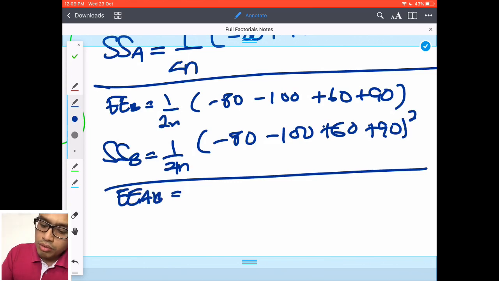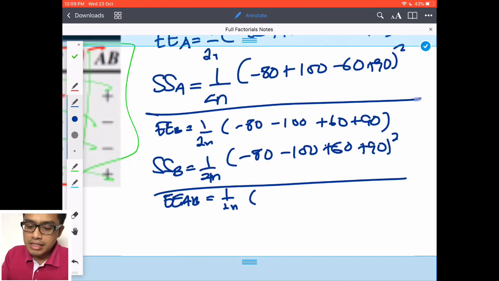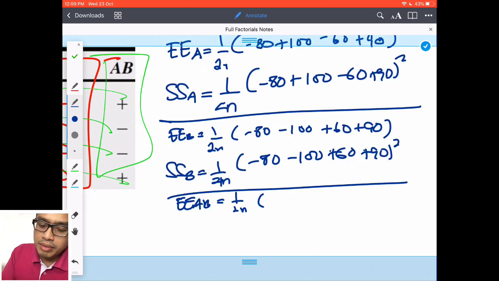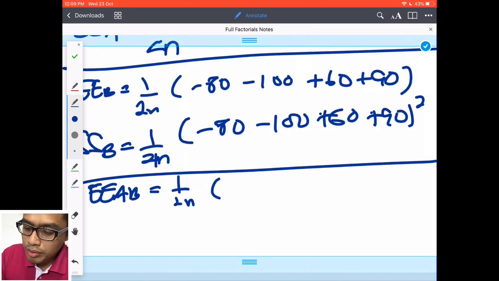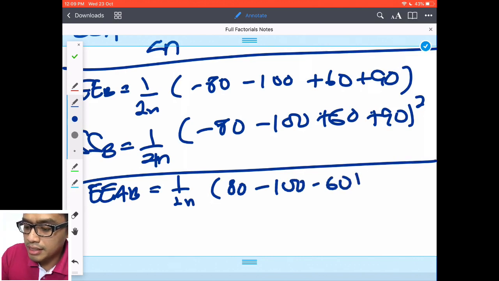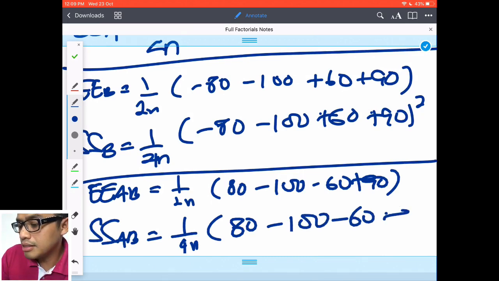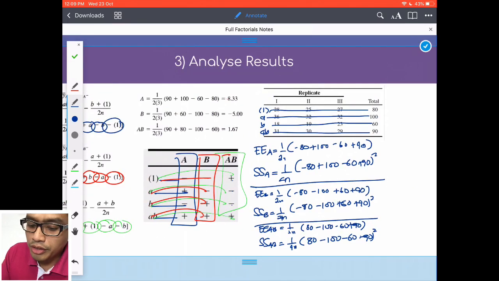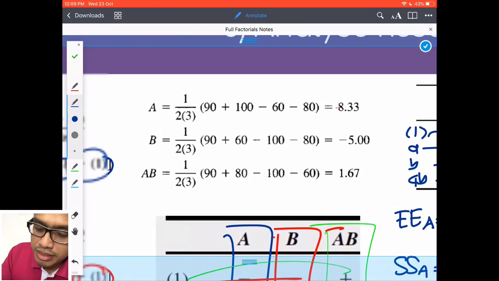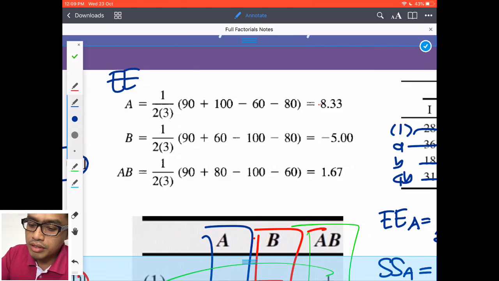For AB, 1 over 2n, right? The signs are plus, minus, minus, plus. So 80 minus 100 minus 60 plus 90. SSAB is 1 over 4n, 80, 100, 60, 90, with those signs, squared. Okay, and you get these effect estimates, and you get these values.